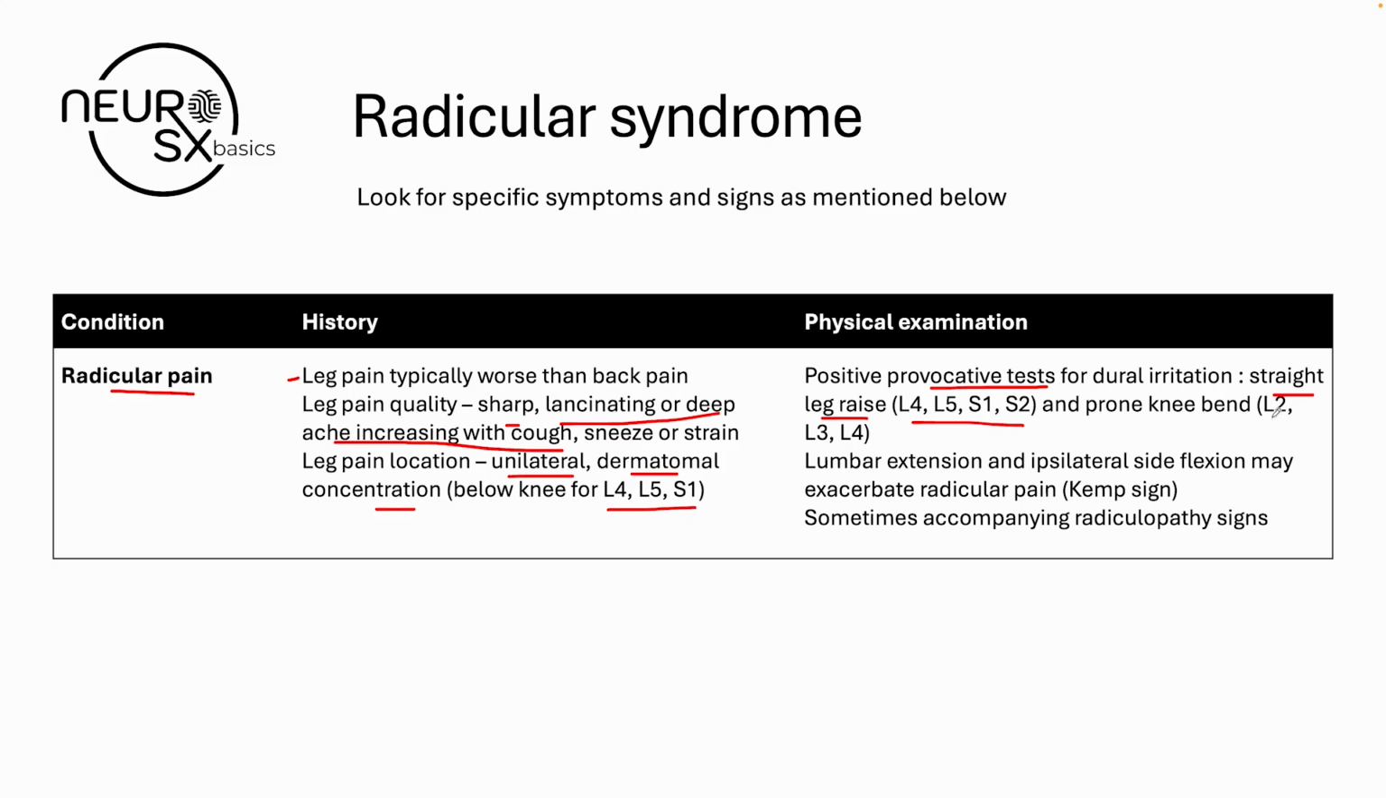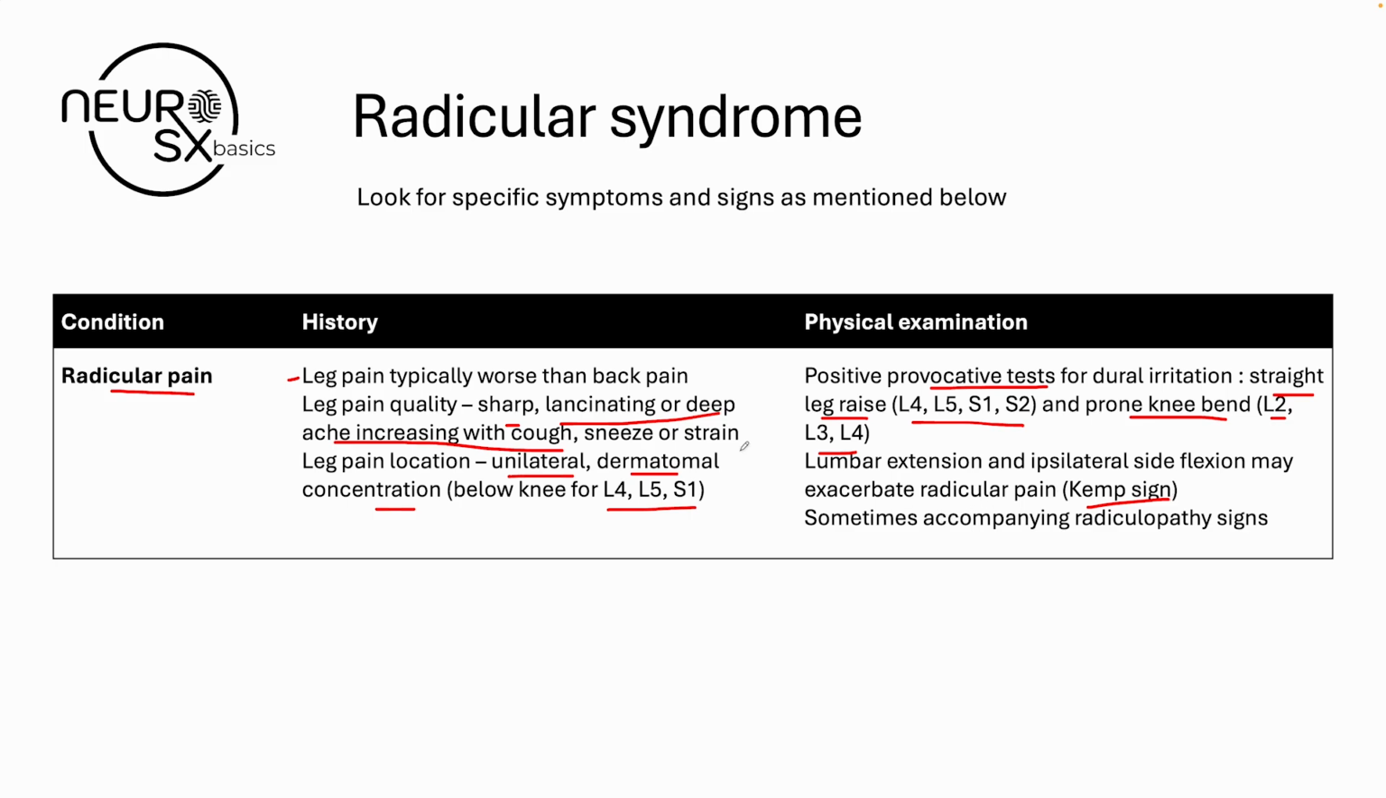For higher roots like L2, L3, and L4, you should turn the patient prone and then bend their knee. That's a prone knee bend test. Sometimes lumbar extension and flexing on the same side, that's ipsilateral side flexion, may exacerbate radicular pain. So this is known as Kemp sign. It's very similar to Sperling sign that we have for cervical radiculopathy.